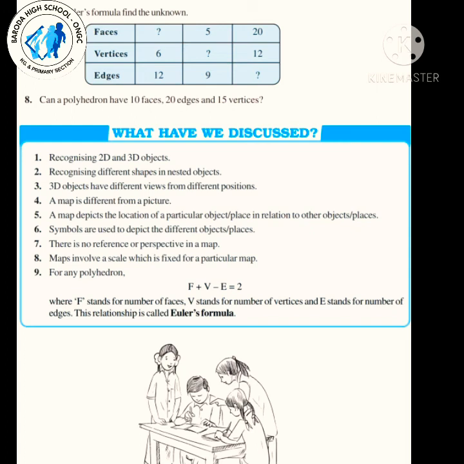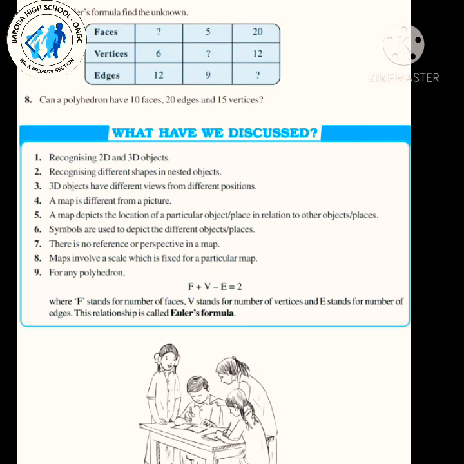So we'll keep faces on the left hand side, and we'll take vertices and edges on the right hand side. So it will become 2 minus V plus E. So 2 plus E is 2 plus 12, that is 14, and minus V, that is minus 6, which comes to 8. So the number of faces is 8.